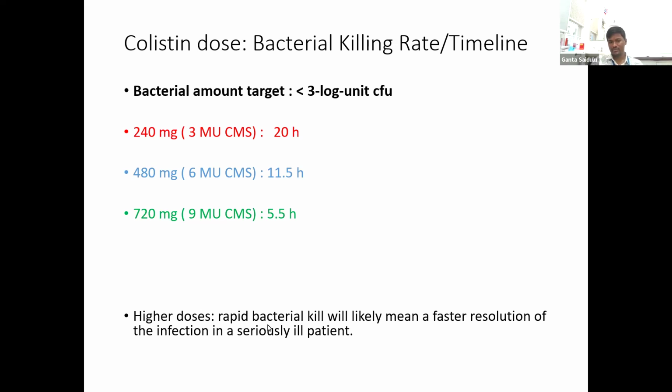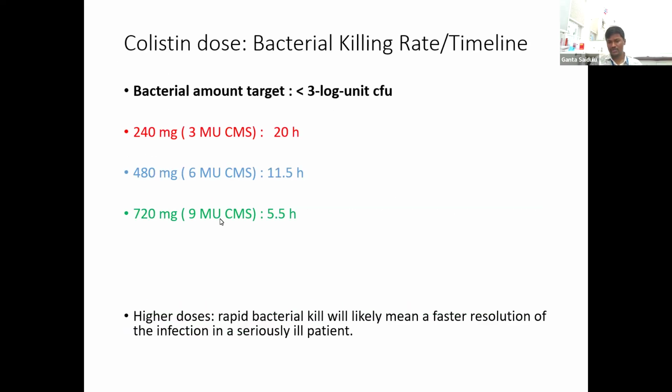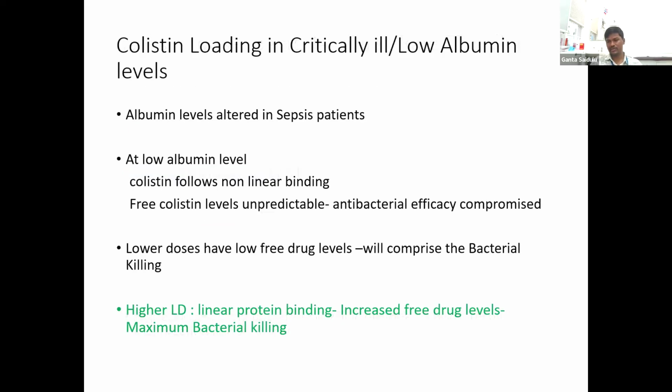So higher doses help rapid bacterial killing, likely meaning faster resolution of the infection in the seriously ill patient. If you clear the bacteria from the systemic circulation, it automatically helps the patient come out of sepsis. And now the colistin loading dose in critically ill patients with low albumin levels. Basically we give 9 million units as the loading dose of colistin in every sepsis patient. But the scenario is very different if the patient has hypoalbuminemia. Albumin levels are altered in sepsis and commonly seen in sepsis patients.